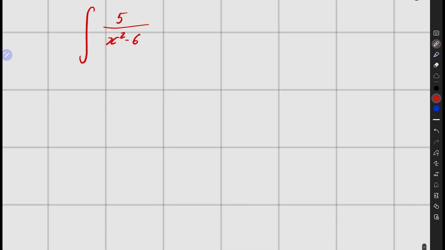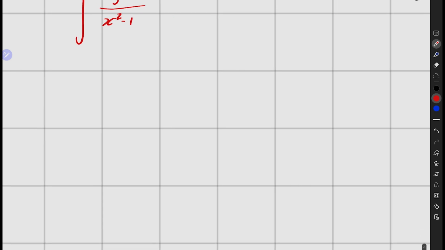And we're going to be doing the same process, but it's not going to be as obvious as a quadratic this time though. Let's say you had 5 divided by x squared minus 1. This one should be pretty good.